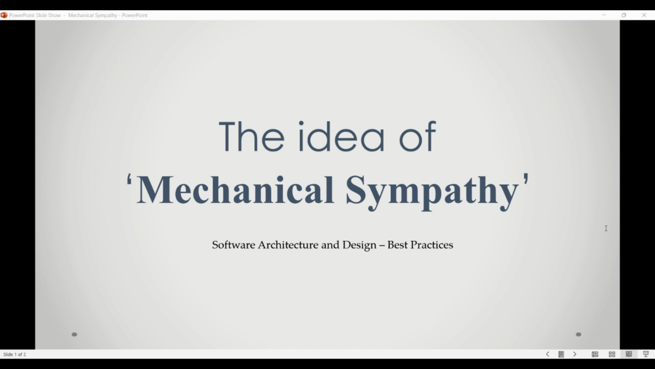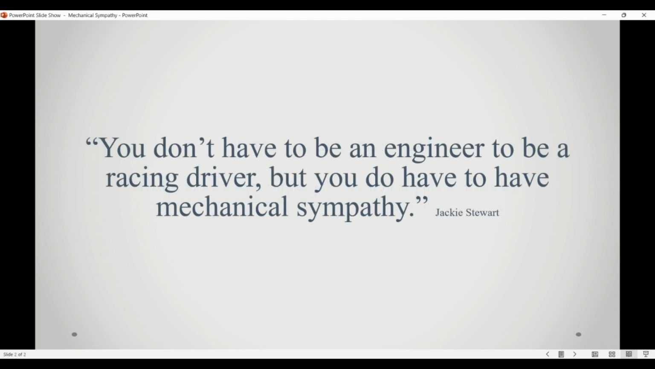Those who propagated this idea, Martin Thompson and Dave Farley, are said to have been inspired by the Formula One racing driver Jackie Stewart and his popular quotation, where he said, "You don't have to be an engineer to be a racing driver, but you do have to have mechanical sympathy." Understanding how a car works will make you a better driver. And it has been argued that this is analogous to programmers understanding how computer hardware works.